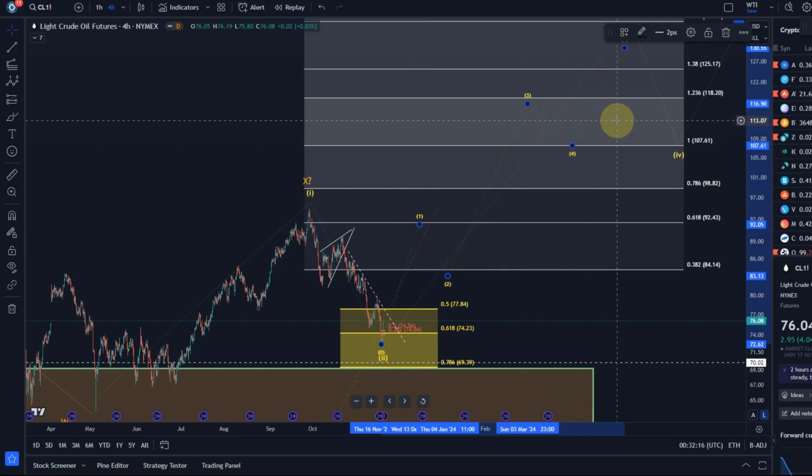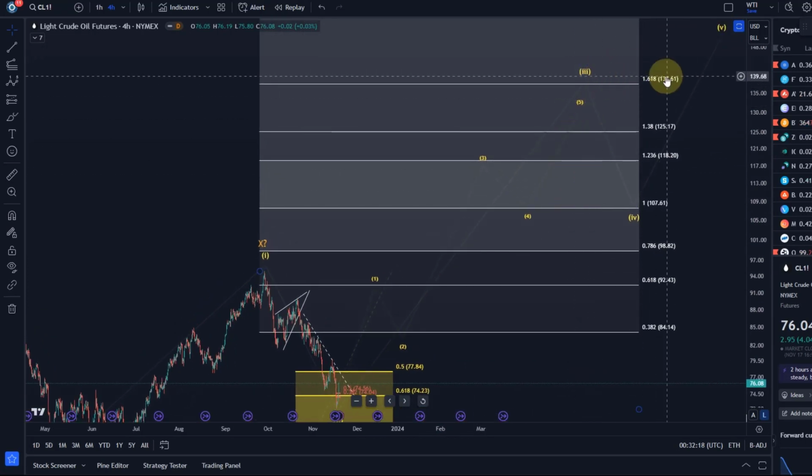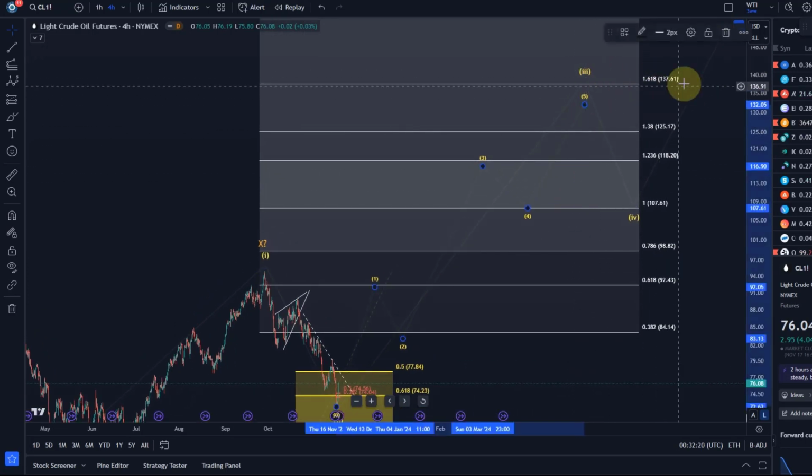Then we should get a fourth wave, and the fifth wave of the third might reach $137. All of that might extend higher, but these are the ideal levels. Extensions are always possible. That's why we're tracking support. So that's the idea about WTI.